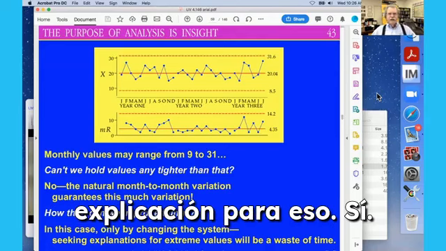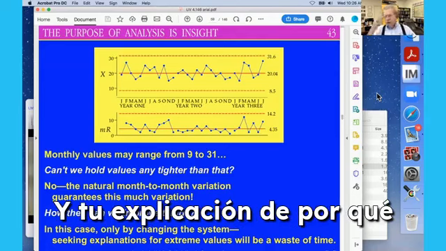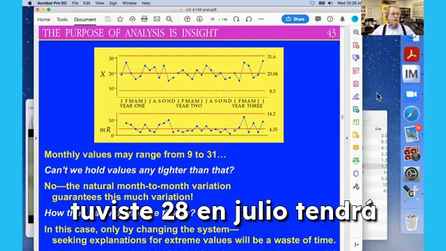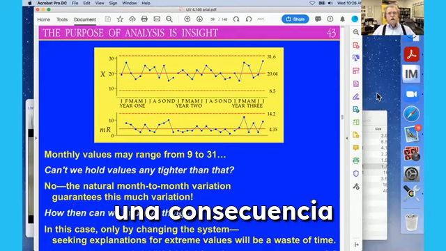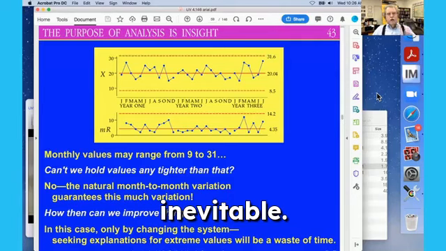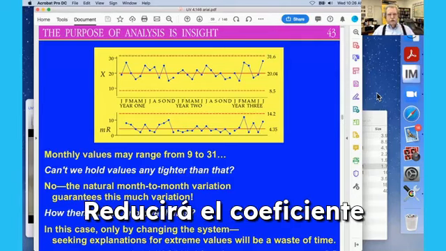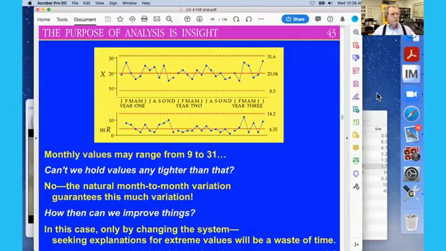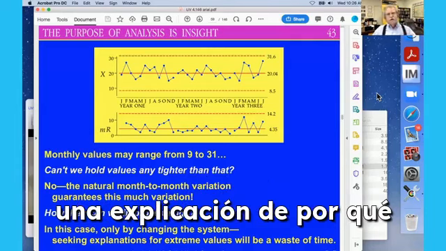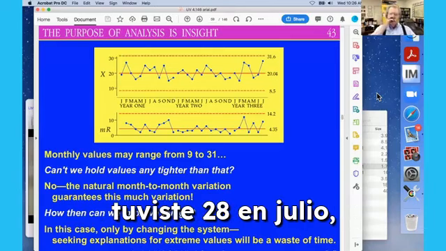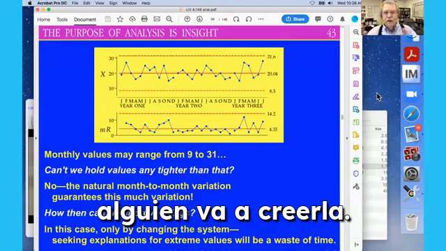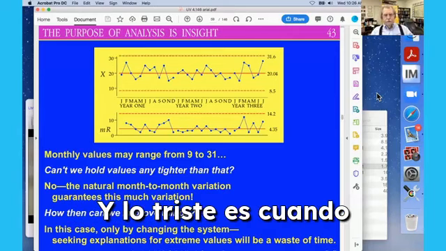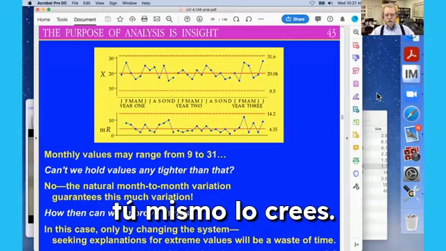Well, we can find an explanation for that, yep. And your explanation for why you had 28 in July will have one unavoidable consequence. It will lower the corporate IQ. Because as soon as you have an explanation for why you had 28 in July, somebody's going to believe it. And the sad thing is when you believe it yourself.